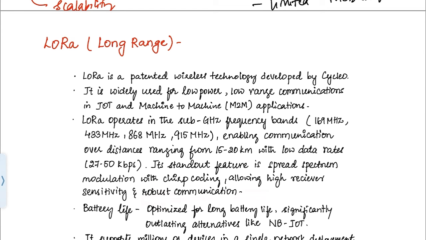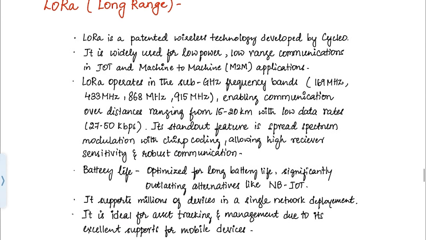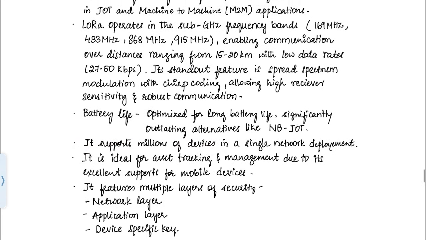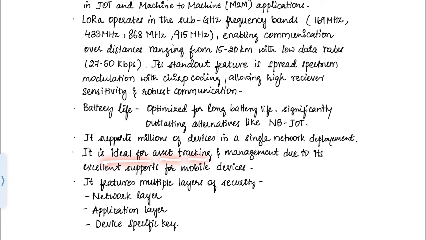Next, moving on, we'll discuss the features here. The first one being the frequency bands which we have discussed. It is ISM bands only they are using here. Then communication range is again 15 to 20 kilometers. We have discussed this, and the data rates here are 27 to 50 kilobits per second. And next we have the battery life. It is optimized for long battery life. Then it supports multiple devices, millions of devices, that is network scalability. Then speaking of mobility, it is ideal for asset tracking and management due to excellent support for mobile devices.